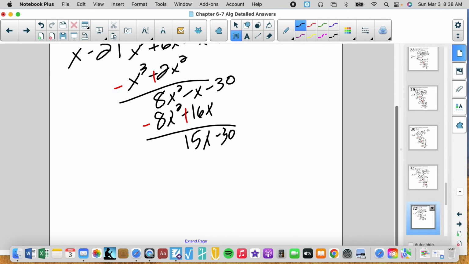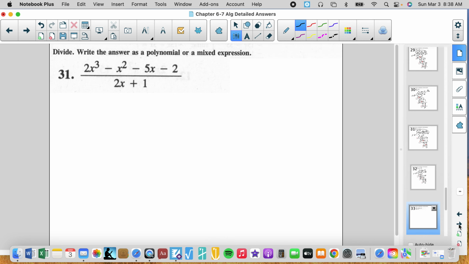And you get 15x minus 30. Change each of the signs. You get 0. That wasn't very hard. 2x plus 1.